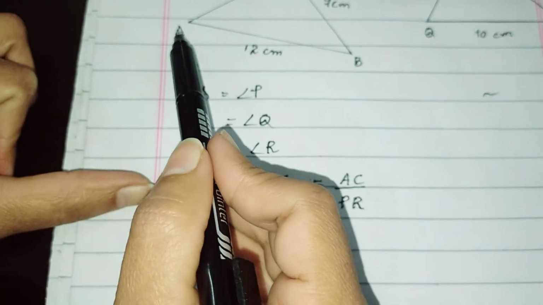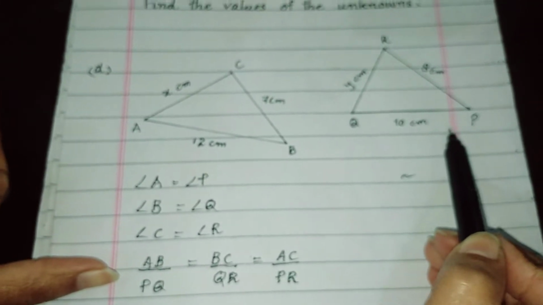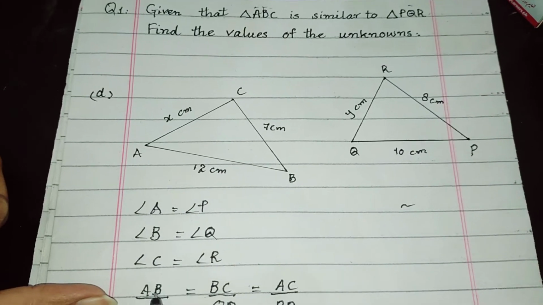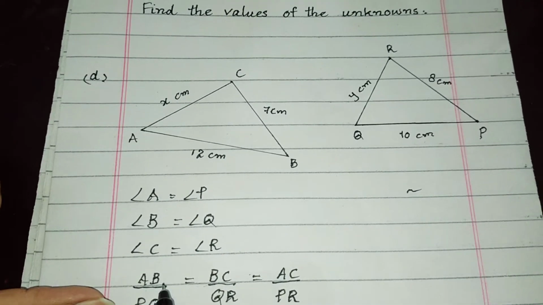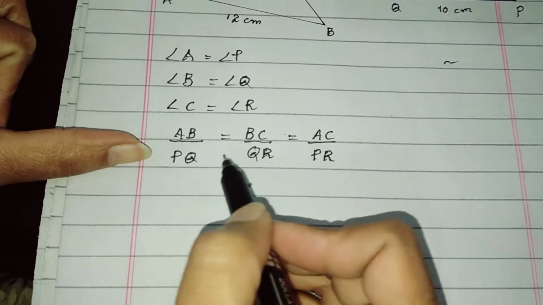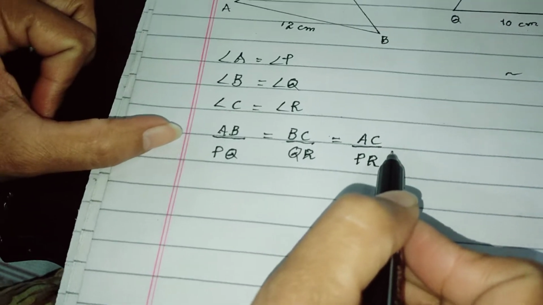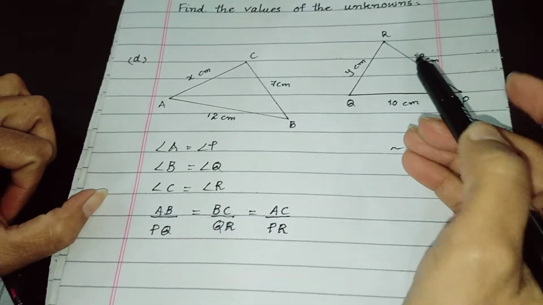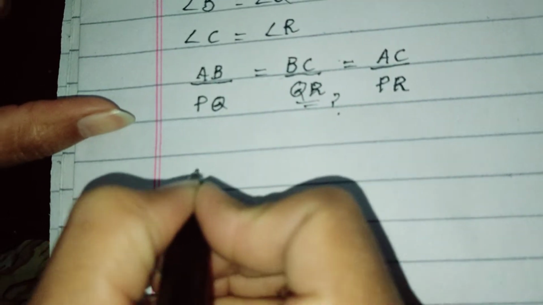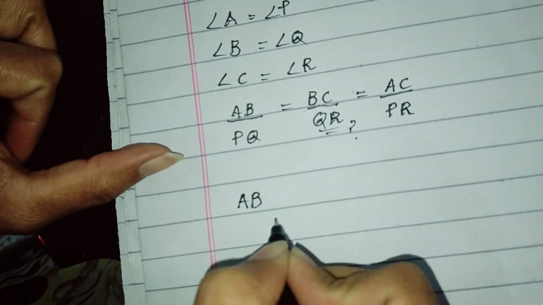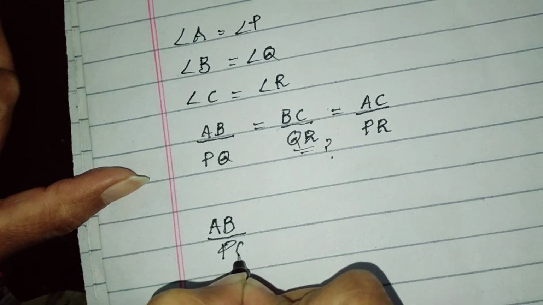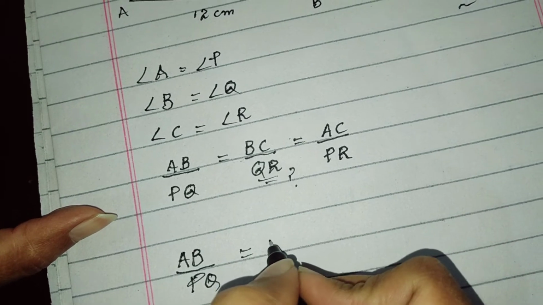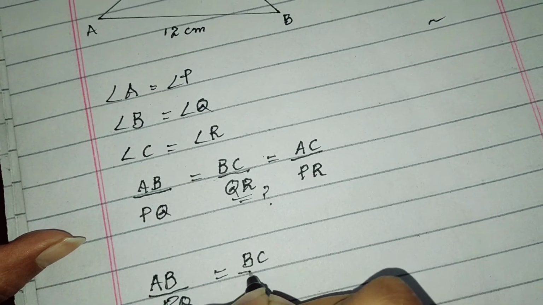So first we have to find out which two values are given in the question. As you can see, AB and PQ are given. So first we find the value of AB over PQ, and then we can put this equal to any one of these to find the unknown values. As we have to find Y, that is QR, we can put AB over PQ is equal to BC over QR.